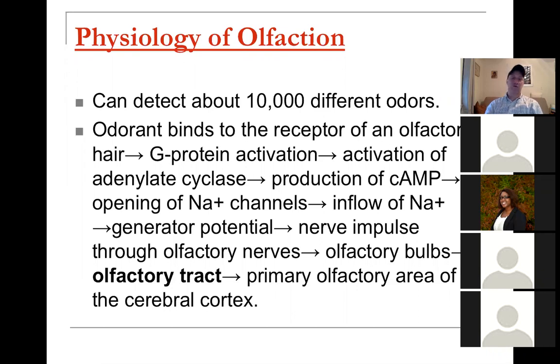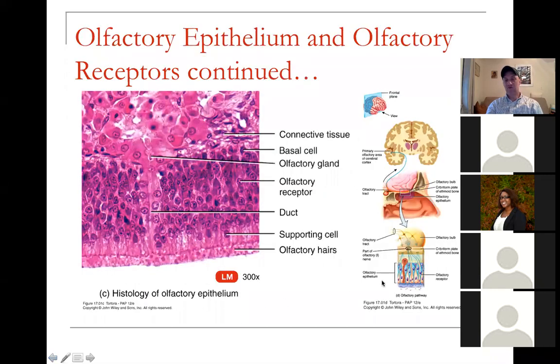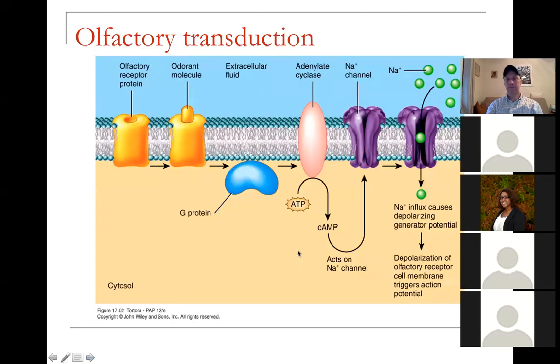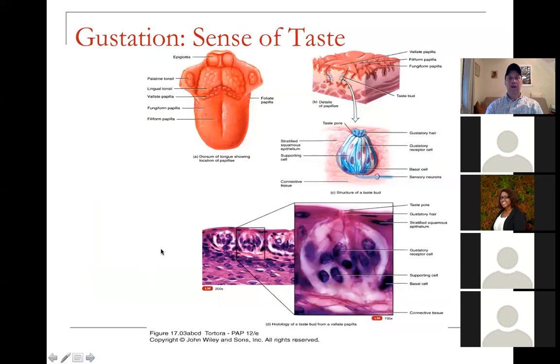When you're thinking about this example of a pathway, visually it is really easy to see. How does it actually work? Well, it's a G protein activated system. The odorant binding the olfactory hair causes a metabotropic receptor to be activated. That causes a generator potential. That generator potential causes the olfactory tract to send information to the parietal cortex, ignoring the thalamus. Cool. Okay, taste.